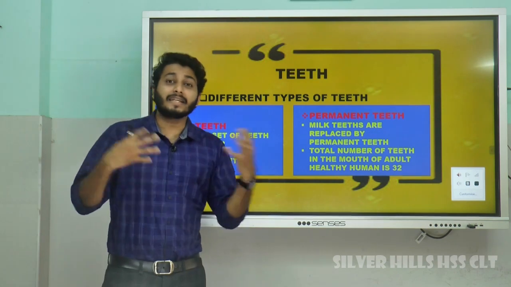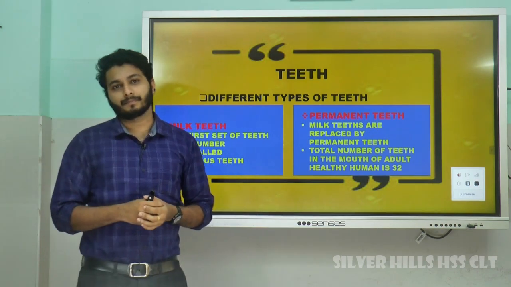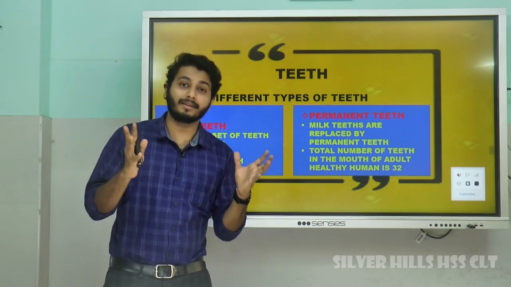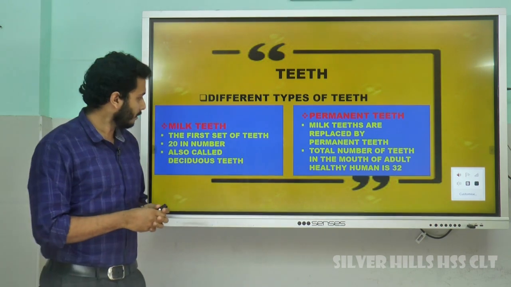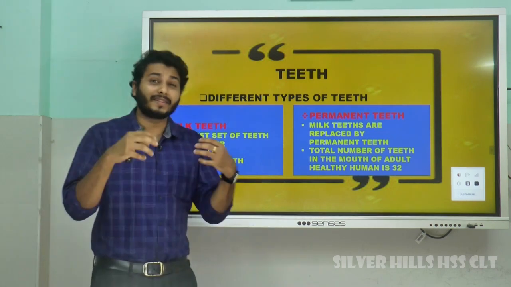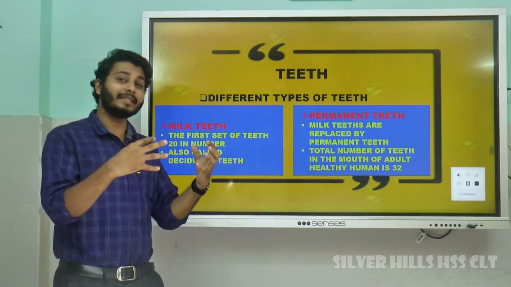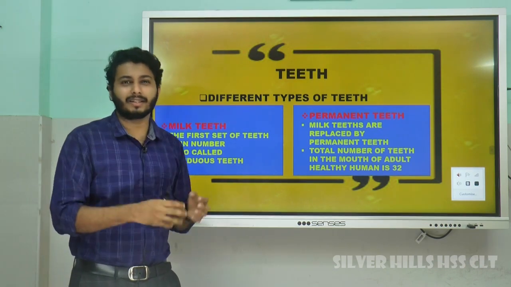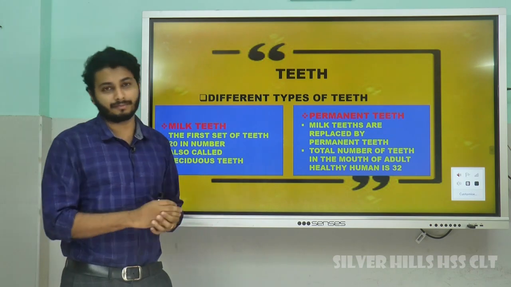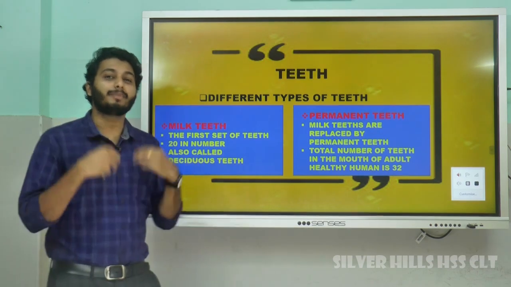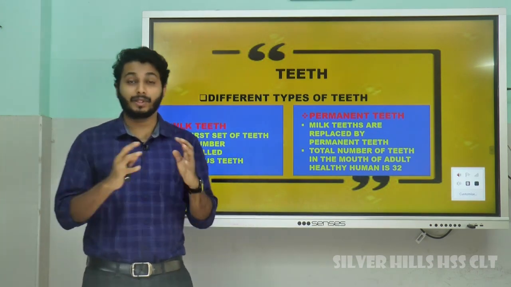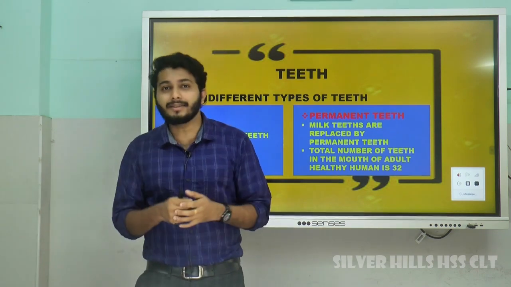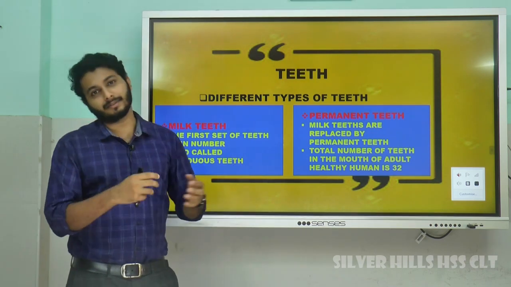Normally this milk teeth erupts at the age of 6 months. The total number of milk teeth is 20. Milk teeth is also called deciduous teeth because milk teeth will fall off. After attaining an age of 6 or 7, the milk teeth will automatically fall off. This milk teeth is being replaced by permanent teeth. So in human beings, in their lifetime, 2 sets of teeth will develop. One is the milk teeth and another one is the permanent teeth.